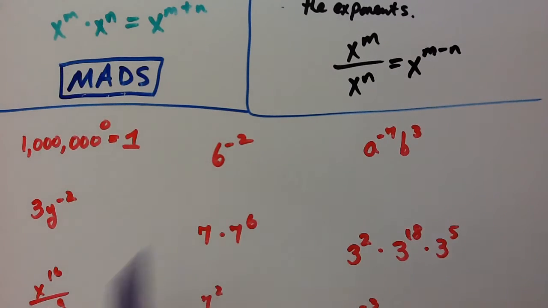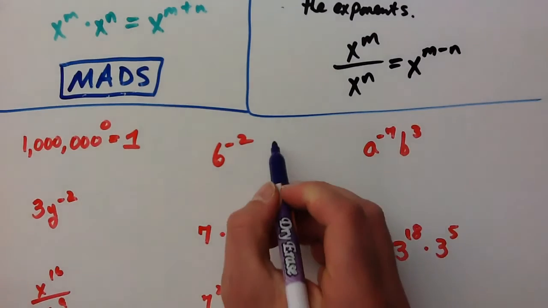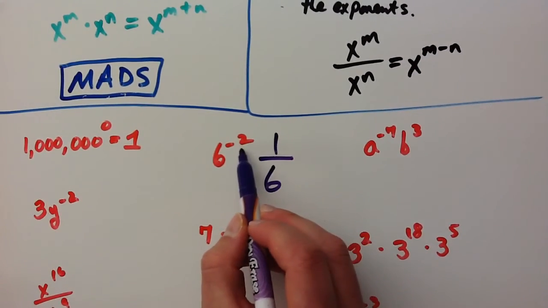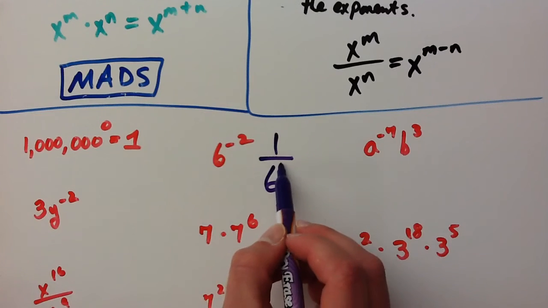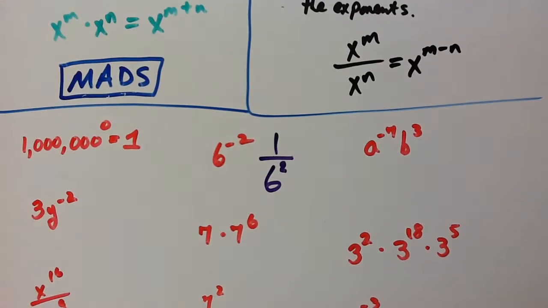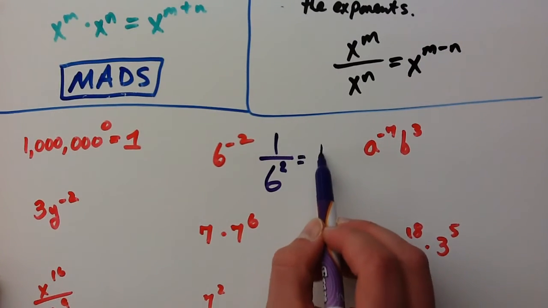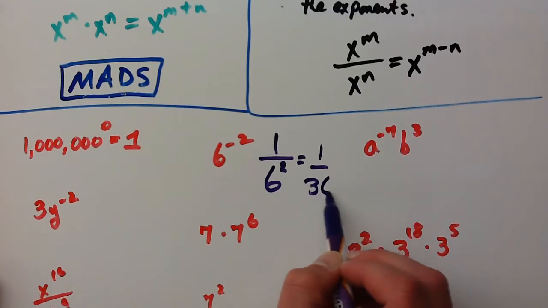Next we have 6 to the negative 2. Here we're going to use the negative rule. What we're going to do is we're going to take the reciprocal, we're going to flip this, so it's going to be 1 over 6 to the positive exponent. So not negative 2, but positive 2. 1 over 6 squared. And we know what 6 squared is, right? 6 squared is 36, so this would be equal to 1 over 36.